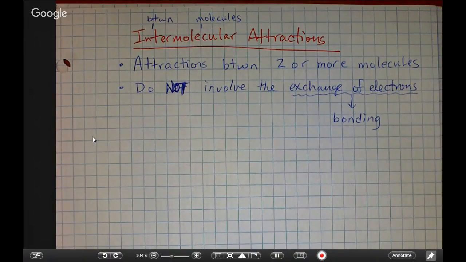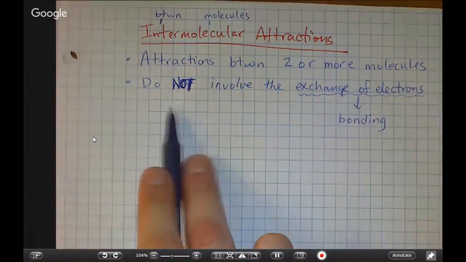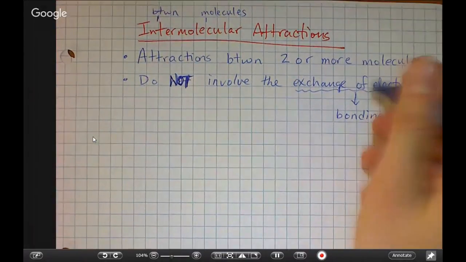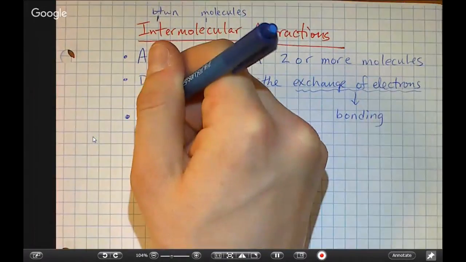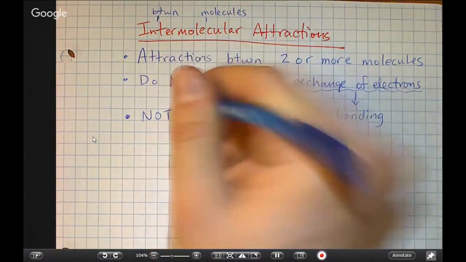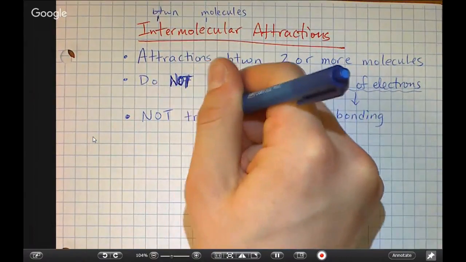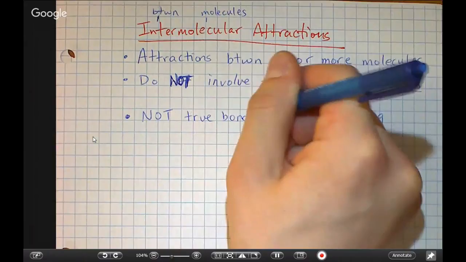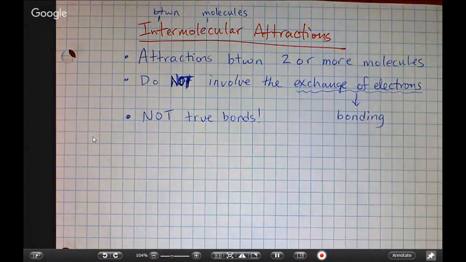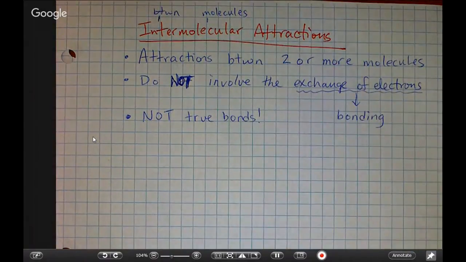What's important to know is these attractions between molecules are just that, attractions, but there's not actually any bonding taking place. So no exchange of electrons, no bonding whatsoever. They do not involve that. So from that point of view, these attractions are not true bonds. No bonds taking place, just attractions.